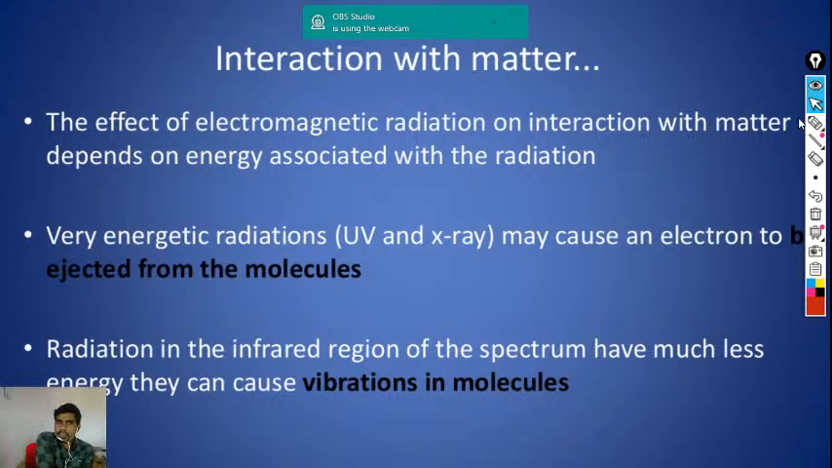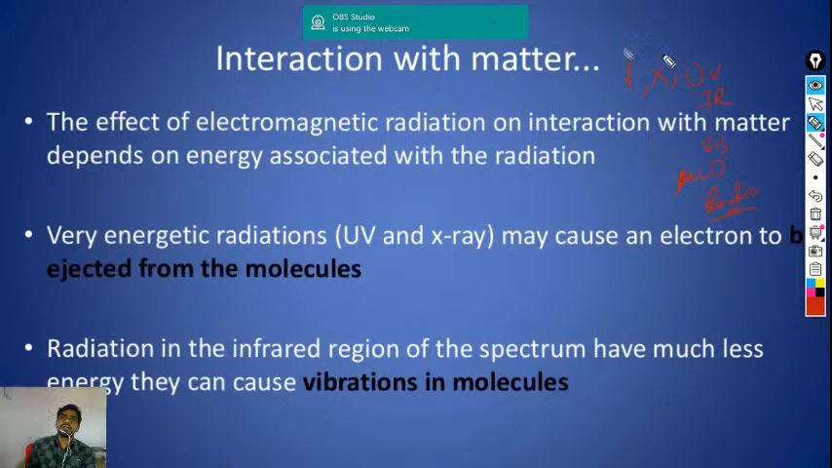Generally, interaction of the material can be done with different parts of the light. That is, gamma rays can be interacted, X-rays can be interacted, UV rays can be interacted, IR rays can be interacted, and visible rays can be interacted. Microwaves can be interacted, as well as the radio waves.